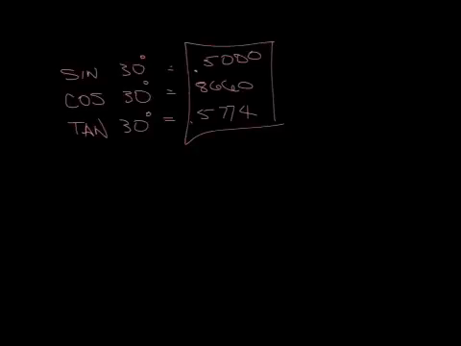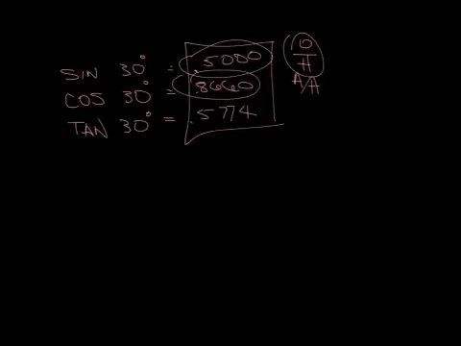So these are just the ratios. Sine of 30 means if I take the length of the opposite side over the hypotenuse, the side opposite the 30-degree angle, over the hypotenuse, and I divide these, I'm going to get 0.5. Now the cosine is if I take the adjacent one, the one next to it, and divide it by the hypotenuse, I'm going to get that decimal. And in the tangent, if I take the opposite over the adjacent lengths and divide them, I'm going to get that number.